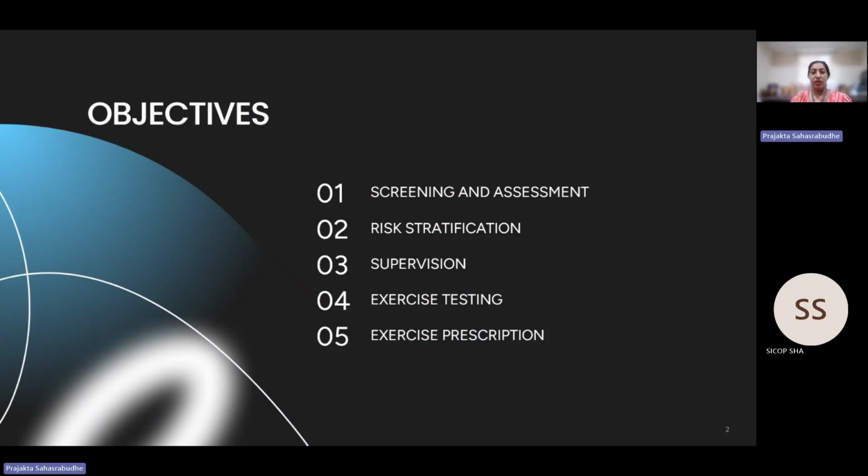So objectives of today's session are we are going to understand the screening and assessment before enrolling our patient in phase 2 cardiac rehabilitation, how we can stratify the risk, what level of supervision do we expect, how the exercise testing and exercise prescription is going to be in phase 2 cardiac rehabilitation.